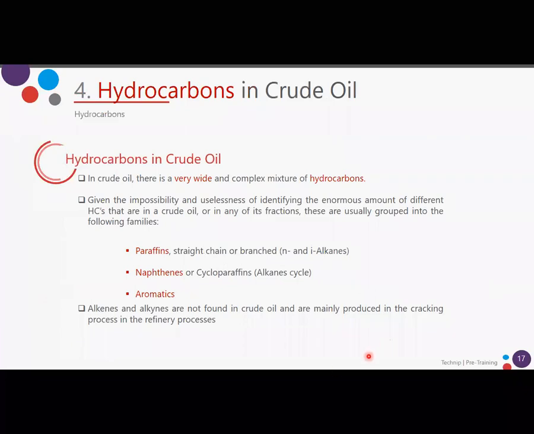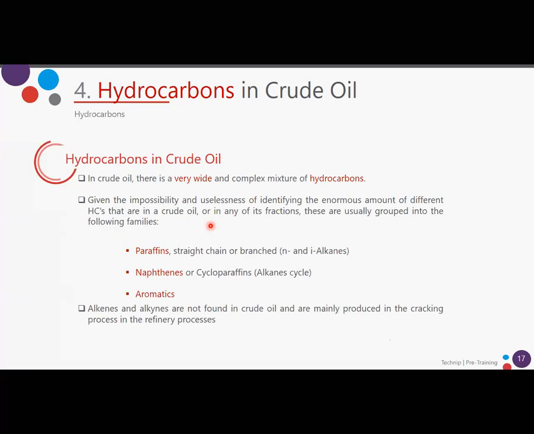So the hydrocarbons in the crude oil, as we saw before, are very wide and complex mixtures of hydrocarbons. Given the impossibility and uselessness of identifying the enormous amount of different hydrocarbons in the crude oil, these are usually grouped into the following families. So we'll see the paraffins that we saw at the beginning of the presentation. The paraffins are the straight chain or branched alkanes.